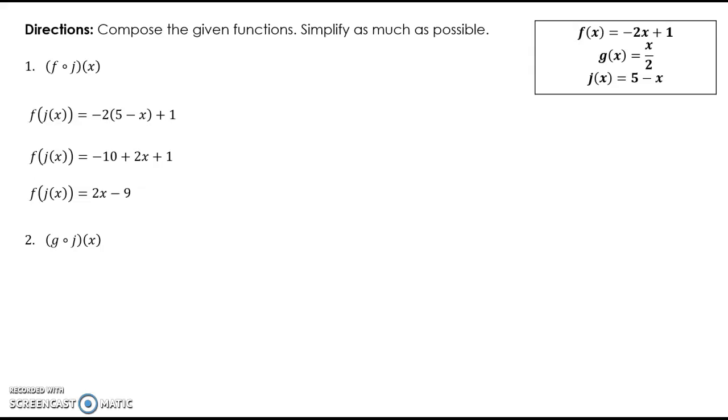All right, so hopefully you paused the video. Our function that we are looking for is g of j of x. So the function that we want to start with is g of x. g of x is x over 2, and we want to take the entire function j of x and substitute it in for the x in g of x. So when we do that, we should get 5 minus x, that entire j of x function, over 2, which finishes out our g of x function.